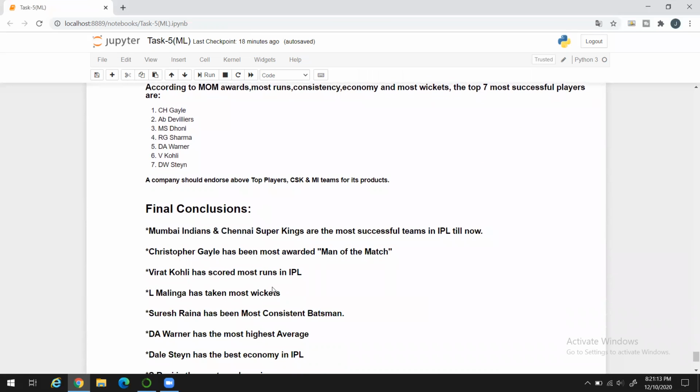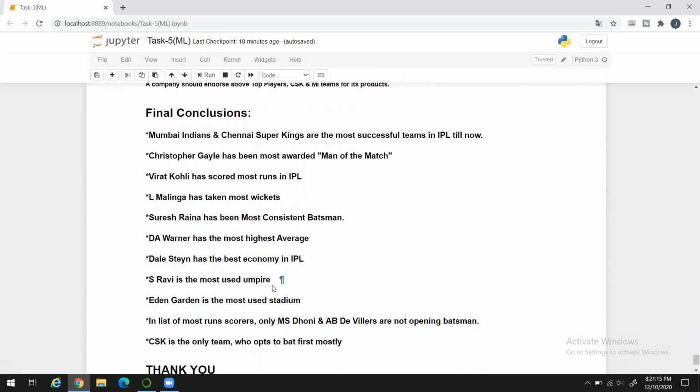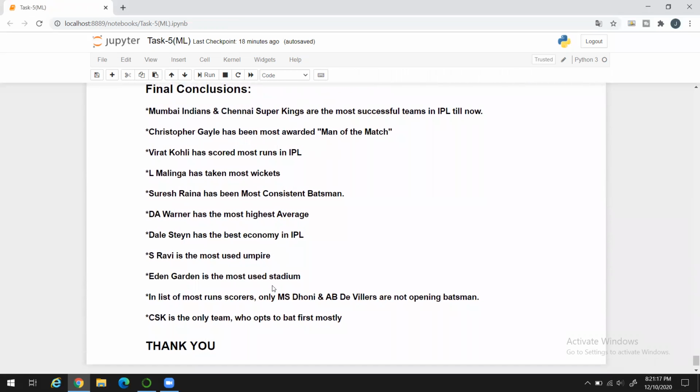So, what are all the conclusions which I've made from this exploratory data analysis? These are all the conclusions. Mumbai Indians and Chennai Super Kings are the most successful teams in the IPL till now. Christopher Gale has been the most awarded man of the match. Virat Kohli has scored the most runs in the IPL. Lasith Malinga has taken the most wickets. Suresh Raina has been the most consistent batsman. David Warner has the highest average. Dale Steyn has the best economy in the IPL.